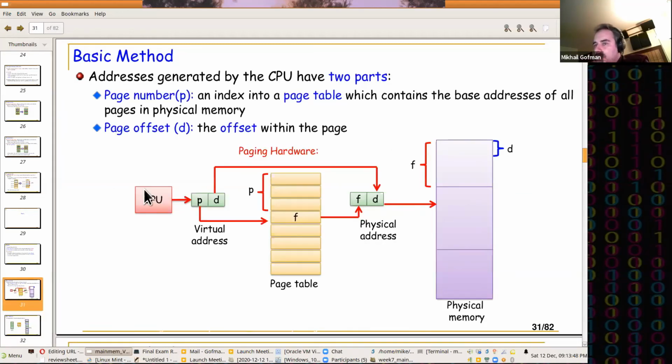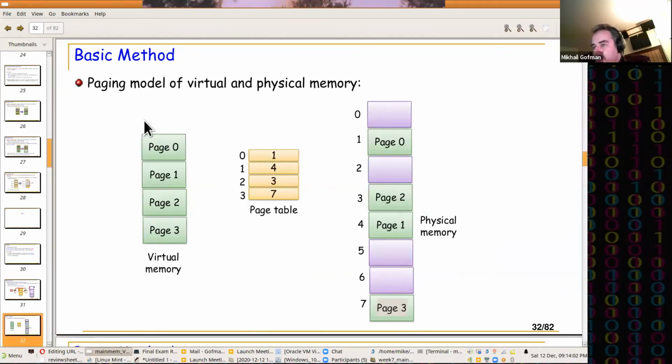The way in which this will work is as follows. When the process is executing on the CPU, it'll generate a virtual address just like it did before. It'll say, for example, I want to access address, for example, 100. So let's say that address 100 falls somewhere right here.